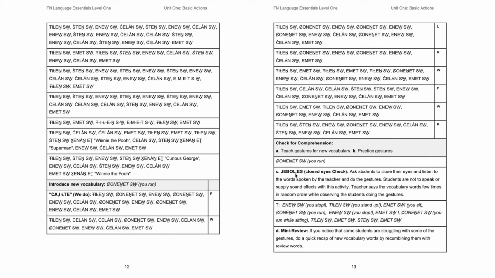You'll see comprehension checks at the end of each lesson. It's an assessment to see how they're understanding the lesson. You'll have your students close their eyes and you'll say the command, and they'll either do the actions or they will do the gestures. That helps you assess where you can go from there. If you see some students having a hard time, you'll go through the language again. But if you see that they're all doing well, then you're able to go on to the next lesson.